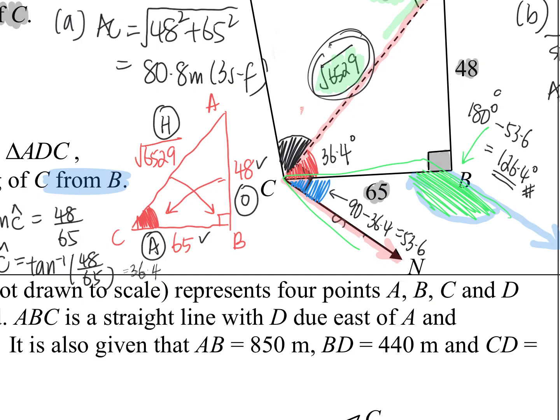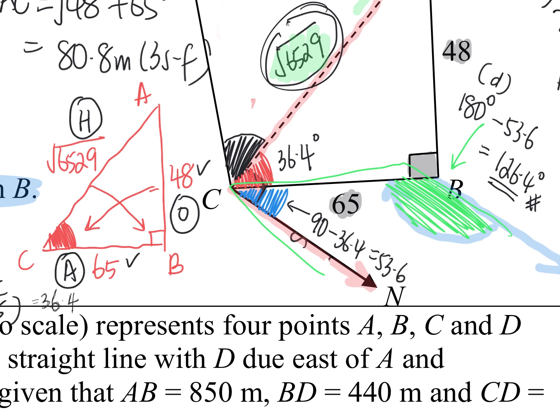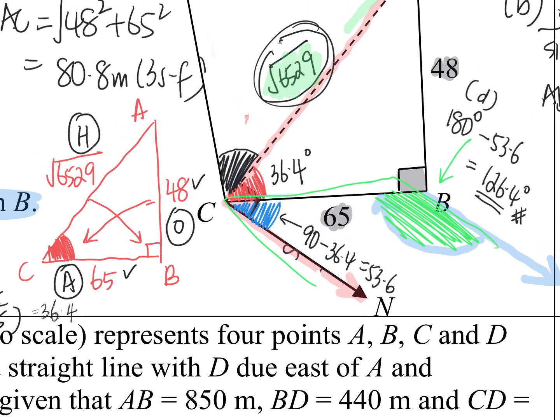Yes, also can. Okay, so this is the bearing already in 3-digit notation. The 0.4 is just accuracy. Okay, so this is part D. Answer.